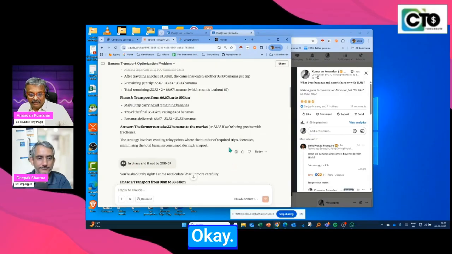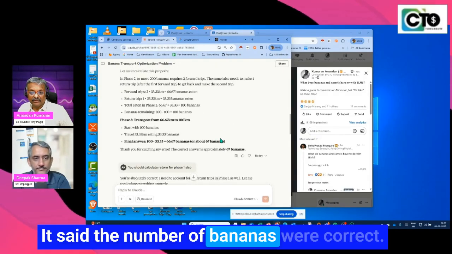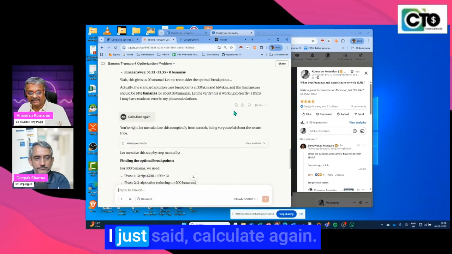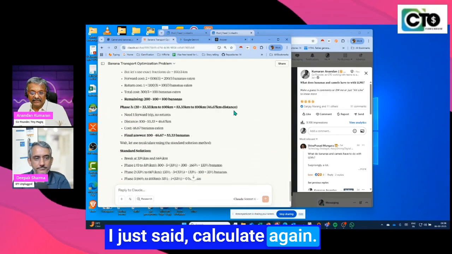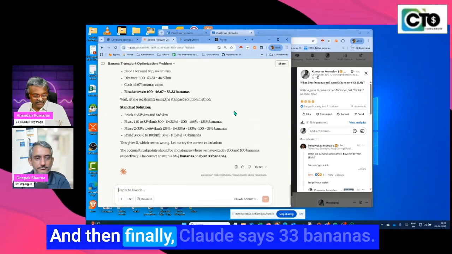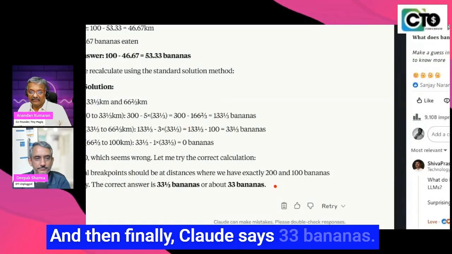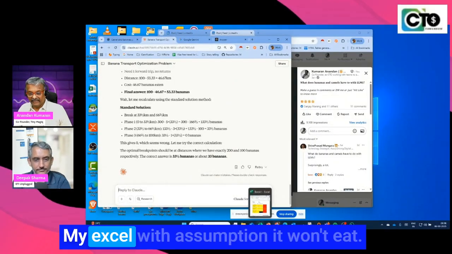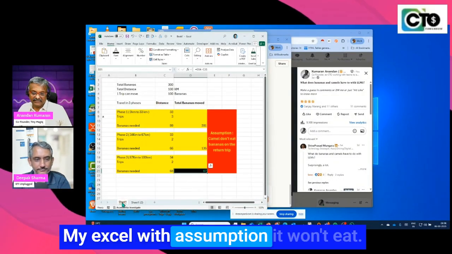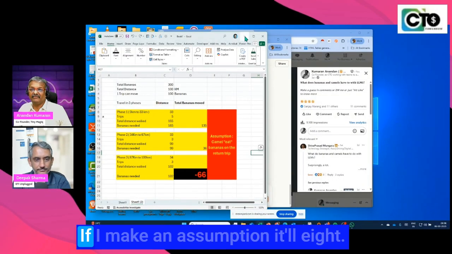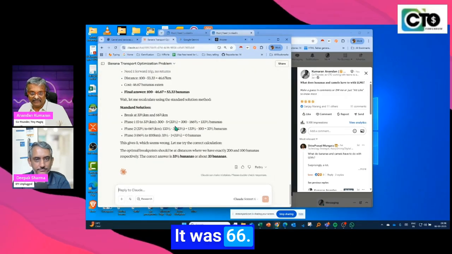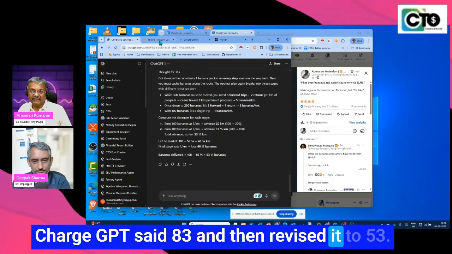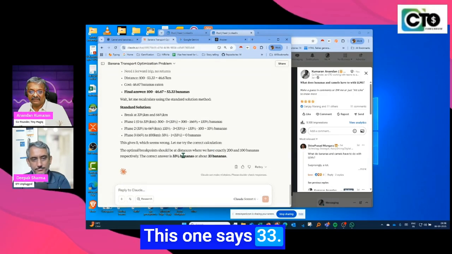Then I went over to Claude, and it had made a mistake in the calculation. It said the number of bananas were correct. Then I said recalculate it. I gave it multiple chances and I just said calculate again. And then finally, Claude says 33 bananas. My Excel with the assumption it won't eat was 67. If I make an assumption it will eat, it was 66. ChatGPT said 83 and then revised it to 53. This one says 33. I left it.